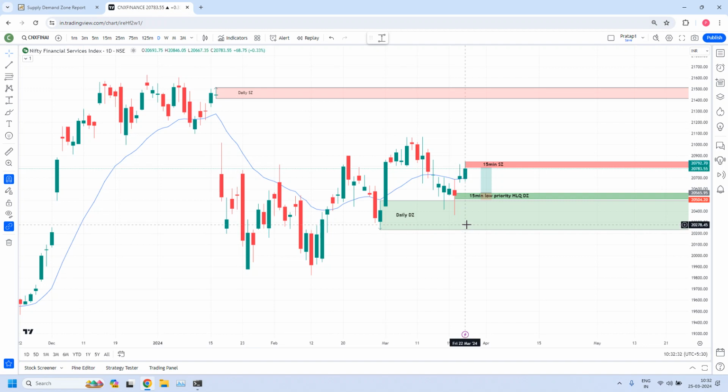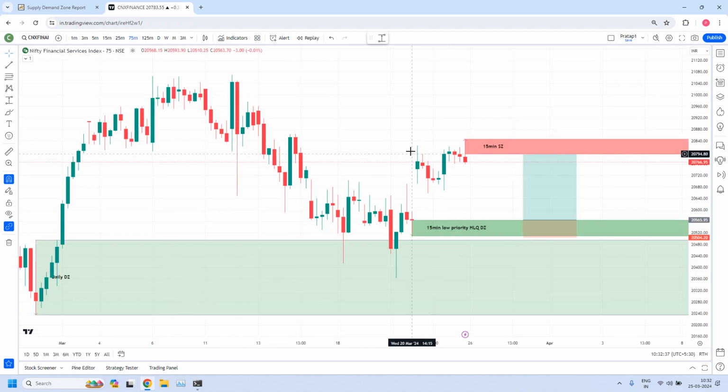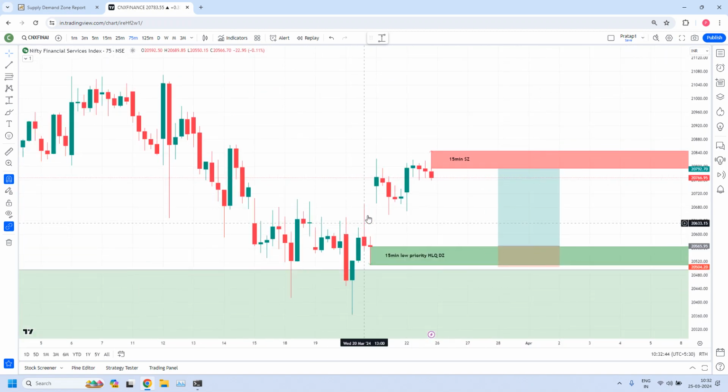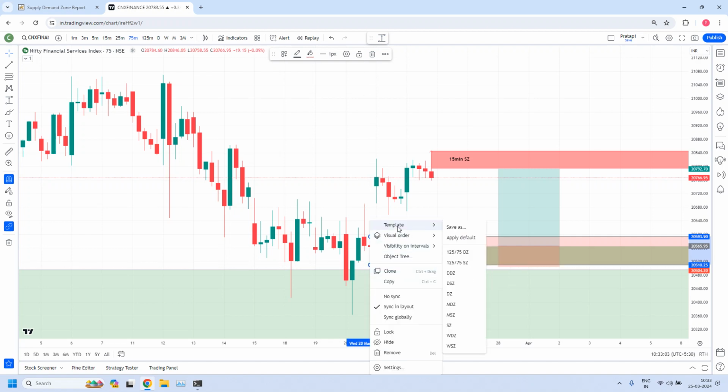Next we will go to the intermediate time frame. What is the intermediate time frame? That is 75 minutes. Are there any 75 minutes demand zones or supply zones? Yes, here we have a 75 minutes demand zone. See here, this is the ERC candle. And then we have a base candle. And then we have a leg out with a hidden body with pro gap. So here you can draw the 75 minutes demand zone.